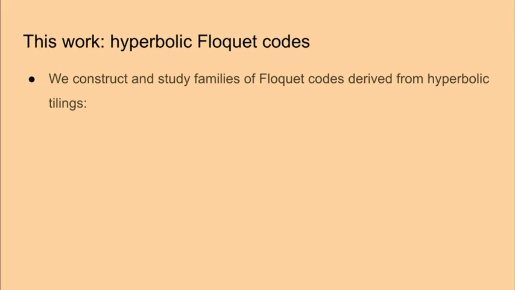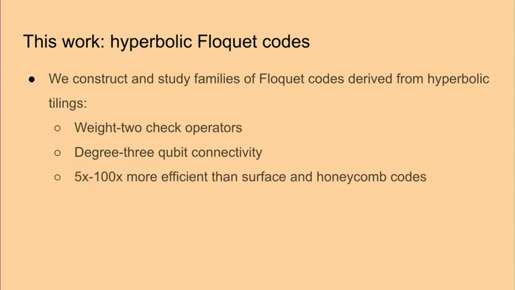So this work is on hyperbolic Floquet codes. We construct and study families of Floquet codes derived from hyperbolic tilings. And these have weight 2 check operators, degree 3 qubit connectivity. And we show that depending on the available native physical operations and the error rates, these can result in around a 5 to 100 times saving in qubit overhead compared to surface and honeycomb codes. And I'll explain in this talk in what context we get these improvements.